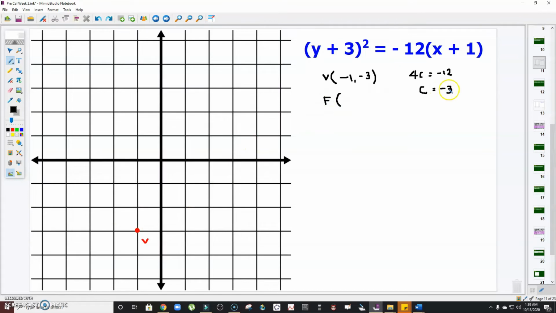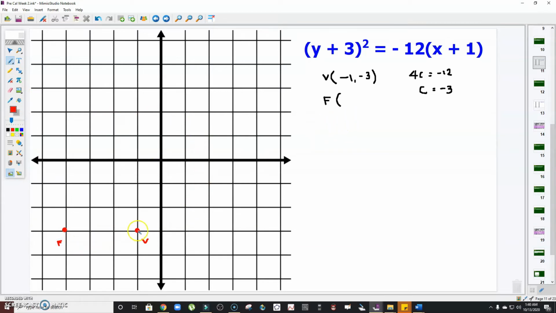Since that's 3 units in absolute value, I will add 3 to the abscissa, moving to the left. So, 1, 2, 3. Okay, there you go. So, this will be my focus. See that?